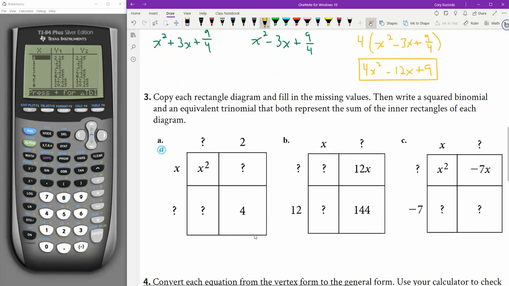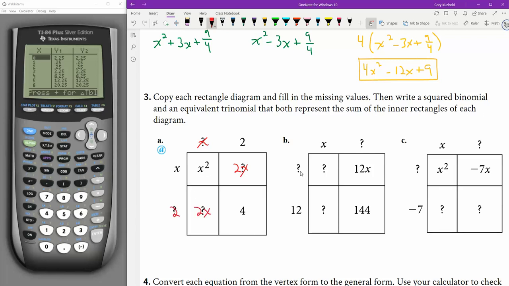Copy each rectangle diagram and fill in the missing values. Okay, well, it's already copied for me. X times x is x squared. I'll use red, might show it better. X times x is x squared. 2 times x is 2x. X times 2 is 2x.